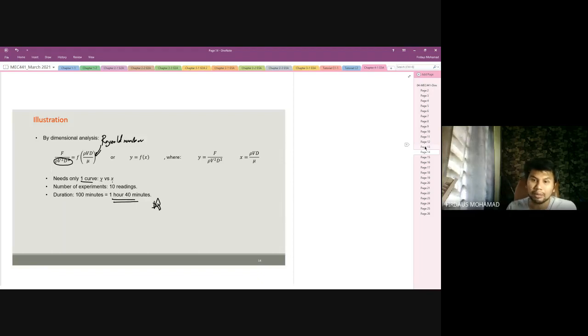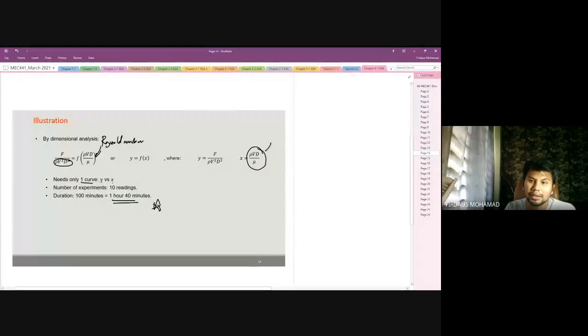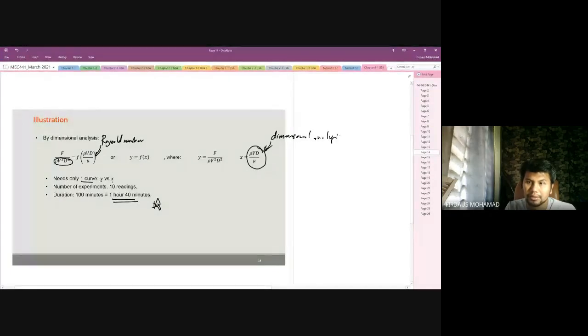maksudnya tadi kalau kita nak buat satu-satu, rho ni satu lain, V ni lain, D lain, mu lain tadi, tapi sebenarnya rho VD over mu ni adalah based on dimensional analysis. Okay, so we can come out based on dimensional analysis only one variable. Rho VD mu ni jadi satu variable which is known as Reynolds number.